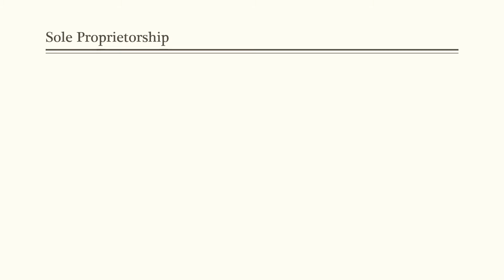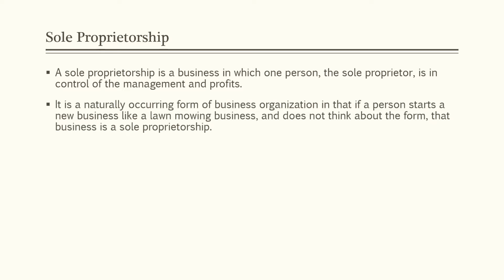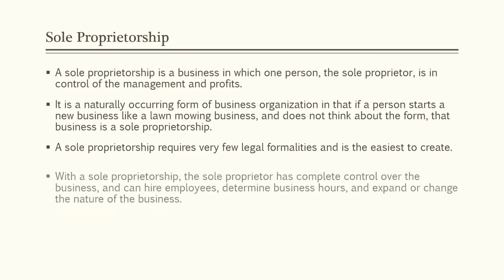We will begin with the first business form, the sole proprietorship. A sole proprietorship is a business in which one person, the sole proprietor, is in control of the management and profits. It is a naturally occurring form of business organization in that if a person starts a new business like a lawn mowing business and does not think about the form, that business is a sole proprietorship. A sole proprietorship requires very few legal formalities and is the easiest to create.